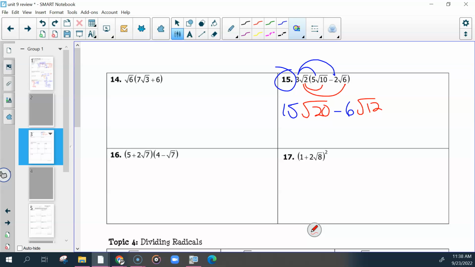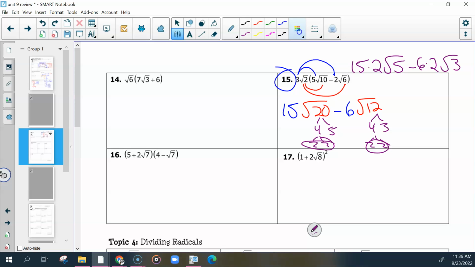Okay. Now our operation is subtraction. We cannot subtract these two because they're not like terms. So we can simplify. So if we're doing factor tree, this would be 4 and 5, and 2 and 2, and 4 and 3, and 2 and 2. So we have a pair of 2's that come out for both. For this one, we have 15 times 2. Inside, we still have the radical 5. The other one, we have -6 times 2 times radical 3.